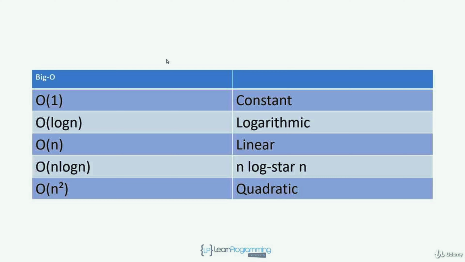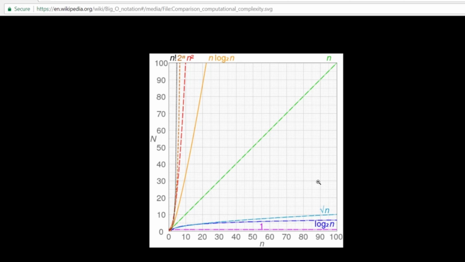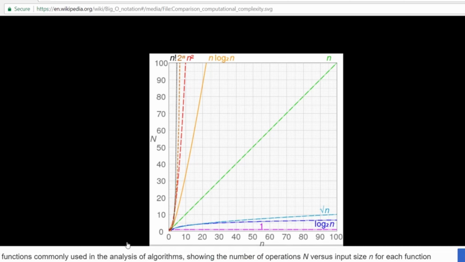So now let's go over to Wikipedia so we can actually see the big O values plotted on a graph so we can get a visual idea of the differences between the different big O values. So I'm here at Wikipedia, and you'll find this image in the Wikipedia article about big O notation, and I've also included a link directly to this image in the resources section. This image was created by user CM Glee.